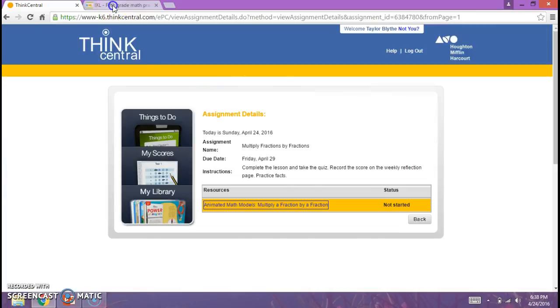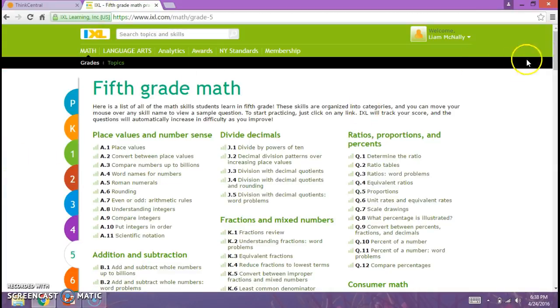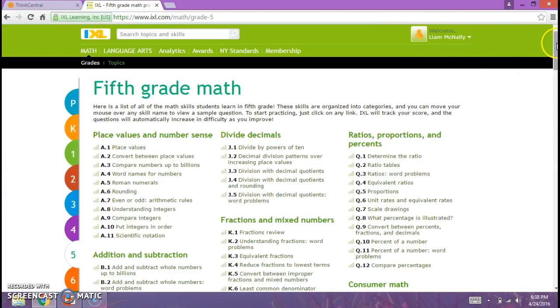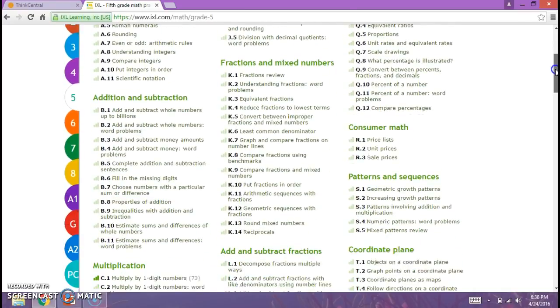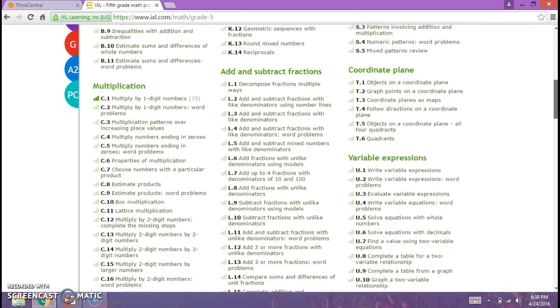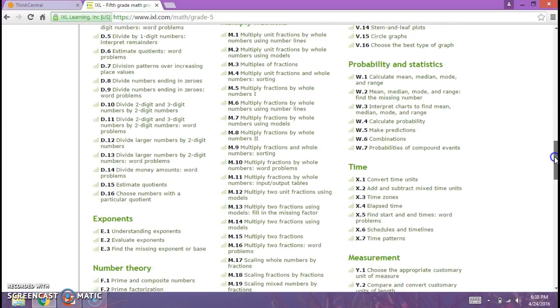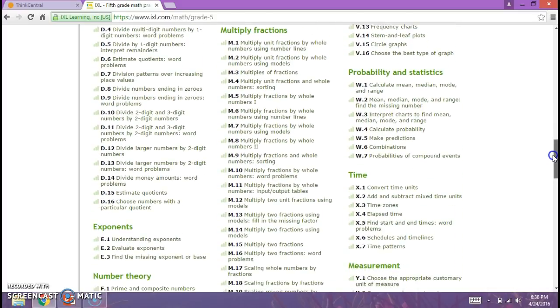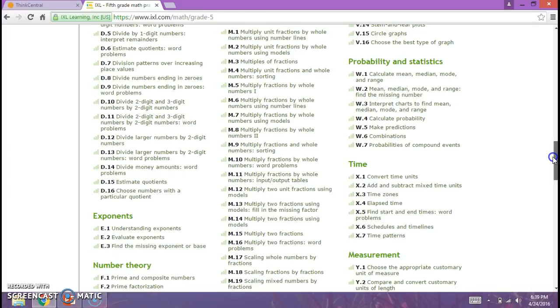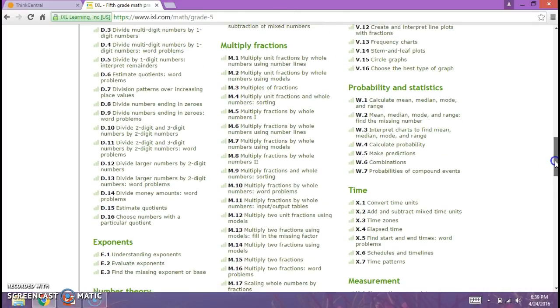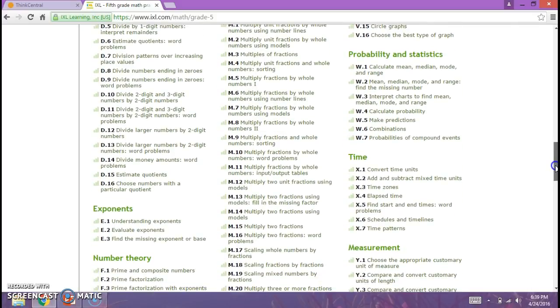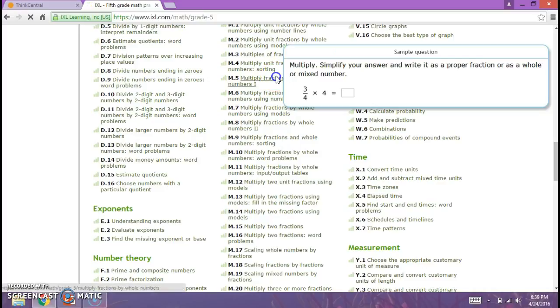Now with IXL, it's very similar. Students can log in. They can find the topic of choice. We usually assign topics for homework or morning work, and we do rotations through our math centers. Right now the students are working on multiplying fractions. We give them the number that they're supposed to be working on. So they can click in. So we did multiplying fractions by whole numbers.